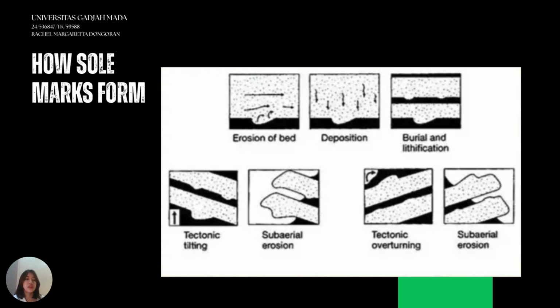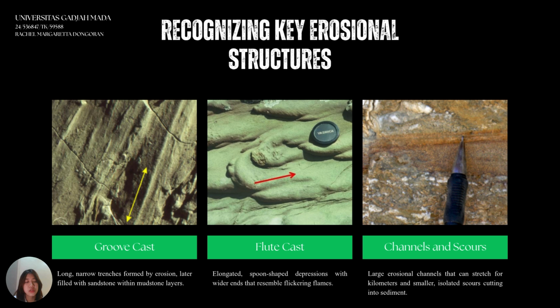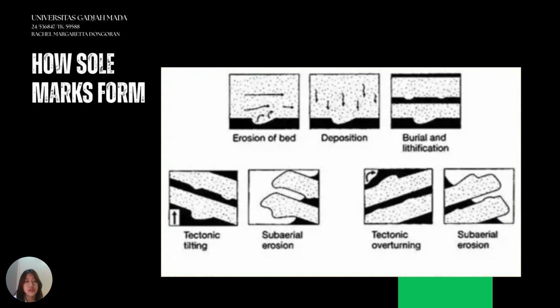Okay, so this is more detailed information on how sole marks form. On the previous slide, sole marks are basically groove casts and flute casts. So this is how they form. The formation process of sole marks can be summarized like this.